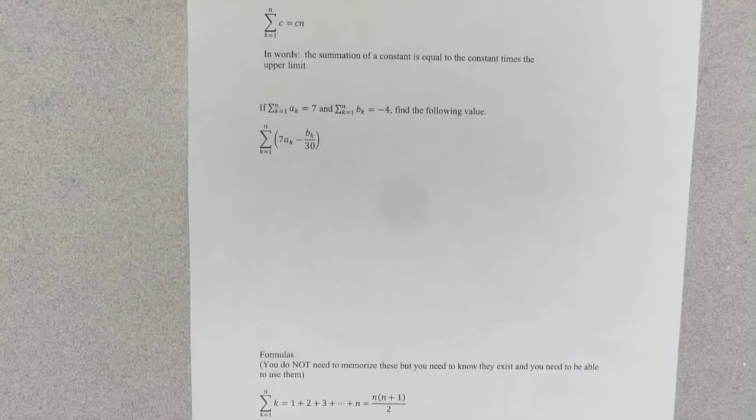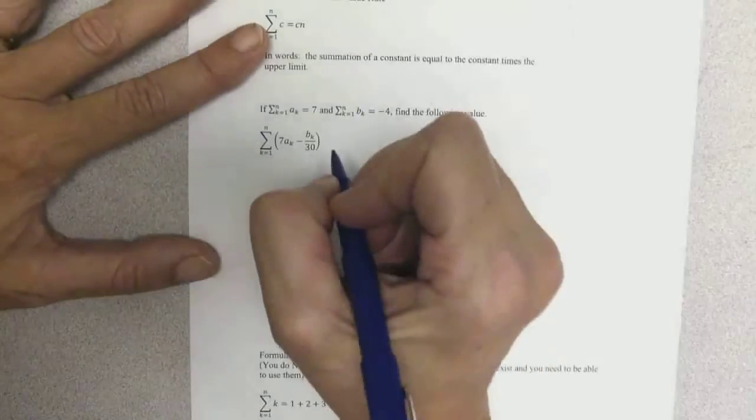Okay, just using some of these properties that we just learned. If the summation from k equal 1 to n of a sub k equals 7, and if the summation from k equal 1 to n of b sub k equals -4, find the following values. And so, not skipping any steps whatsoever.